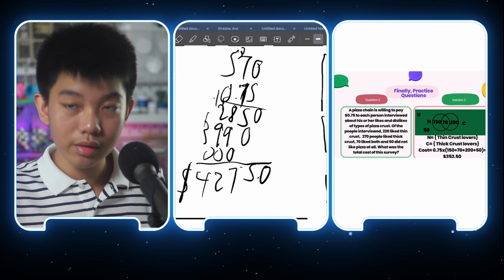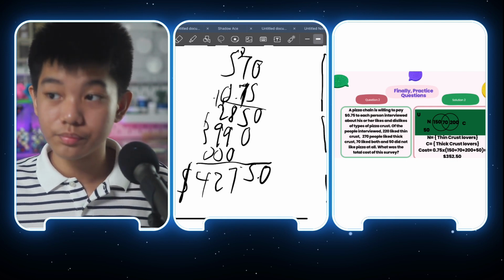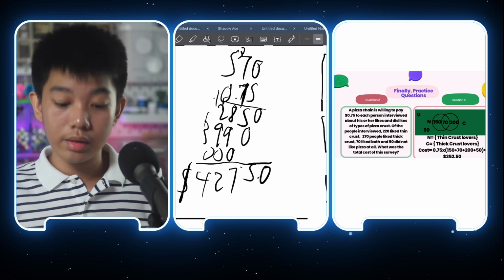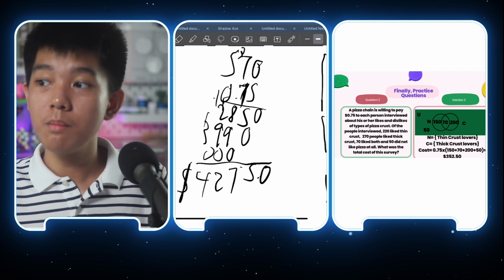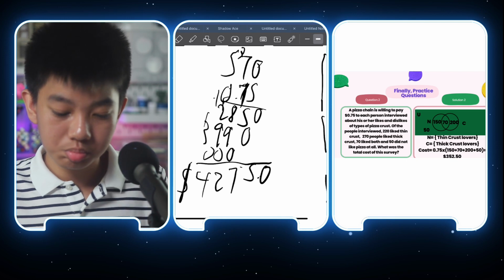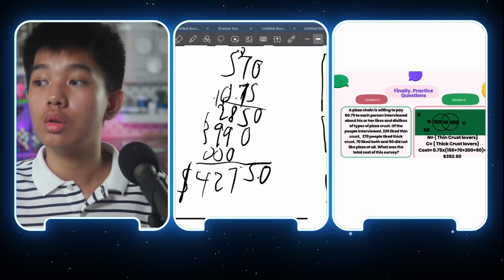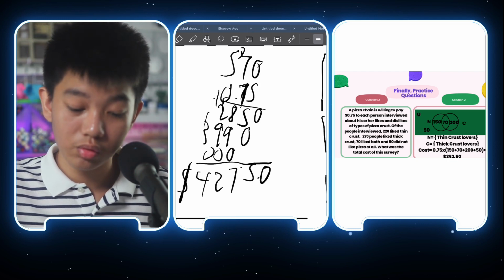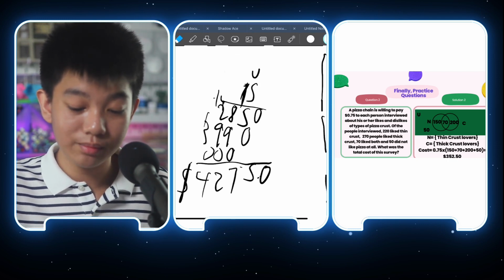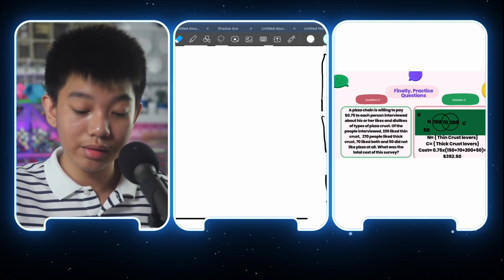So the total cost that the pizza company owed to everyone was 427,500. Oh, whoops. Sorry, I think I made a mistake here. Hang on. Let me try that again.